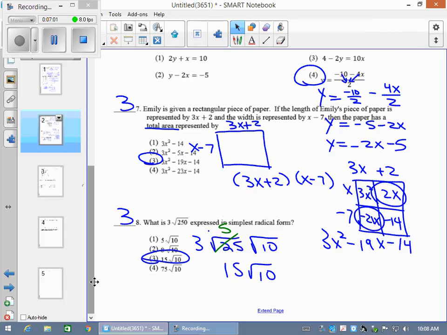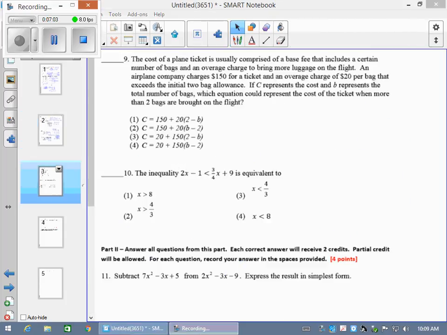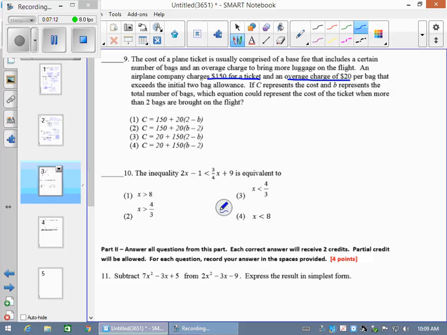Okay, for question 9, we're being told that an airplane company is charging $150 per ticket, and they charge you an overage charge of $20 per bag after you exceed the initial 2-bag allowance. So C is our cost, and B is representing the total number of bags. So if $150 is just your standard charge, that's not going to be attached to the bags, so I'm going to get rid of choices 3 and 4.